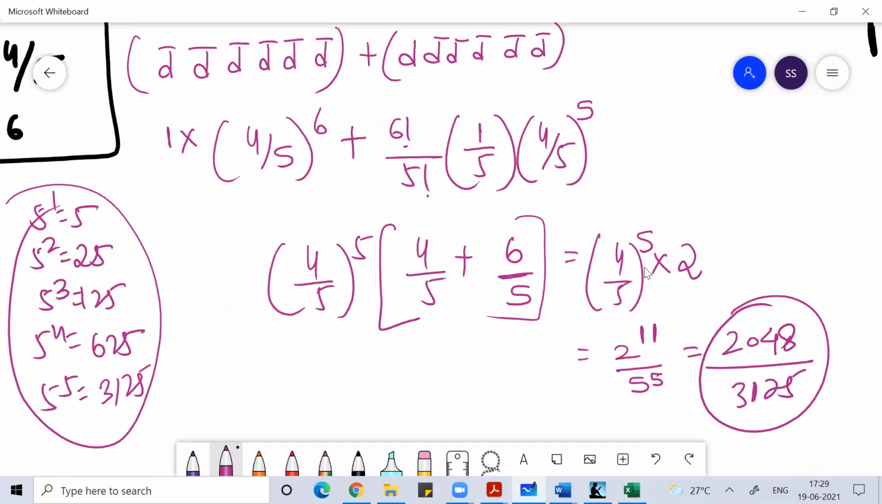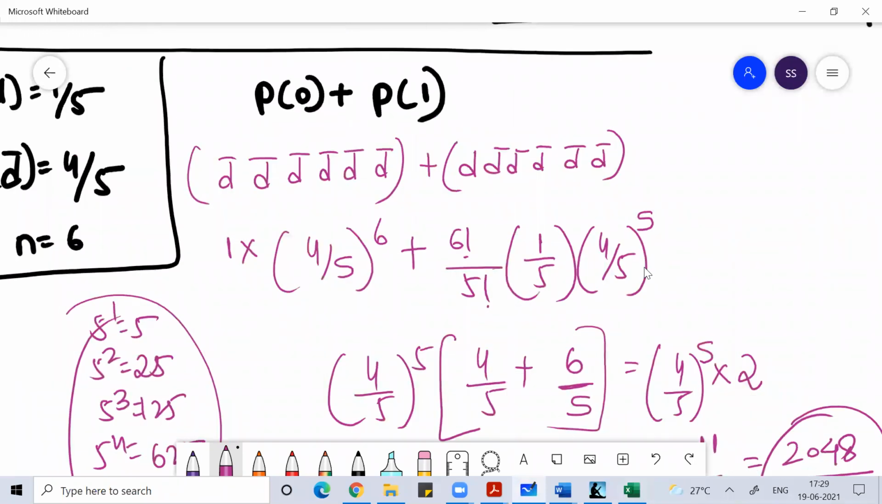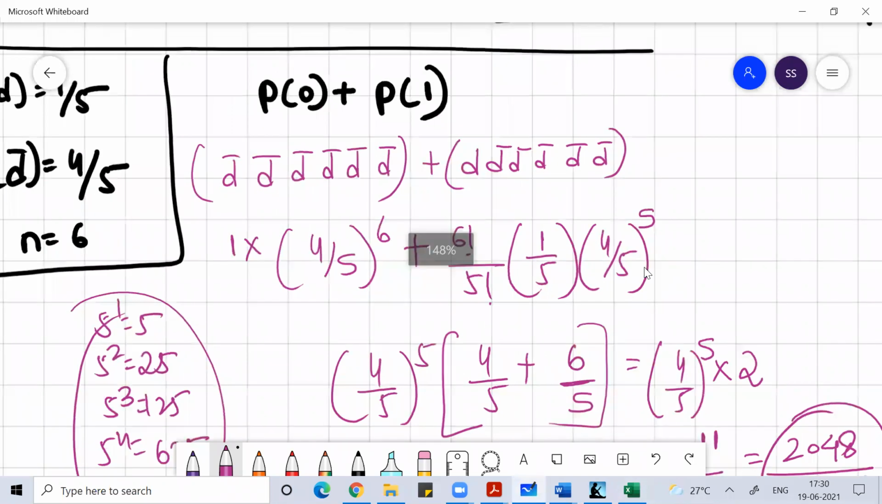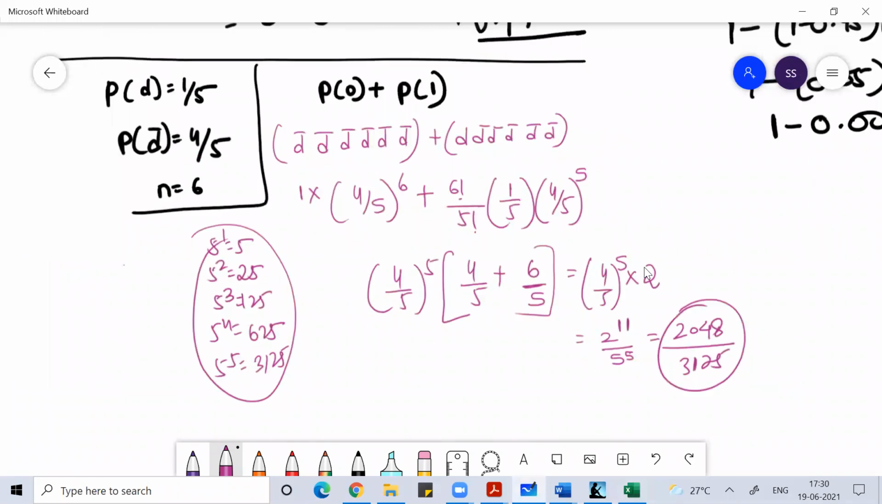Anyone, any doubt? So in this class we basically did the probability problems based on repetitive trials. Anyone, any doubt, any question?